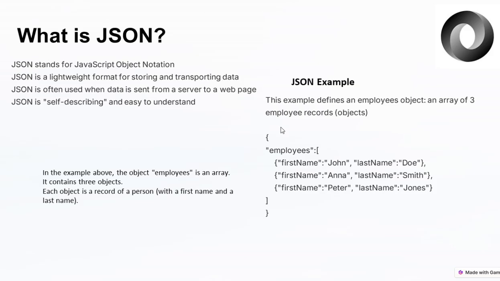And this is the general format or syntax of a JSON file. It starts with curly brackets. So suppose the employees has 3 objects or 3 employee records. It is enclosed within flower brackets or curly brackets like this.